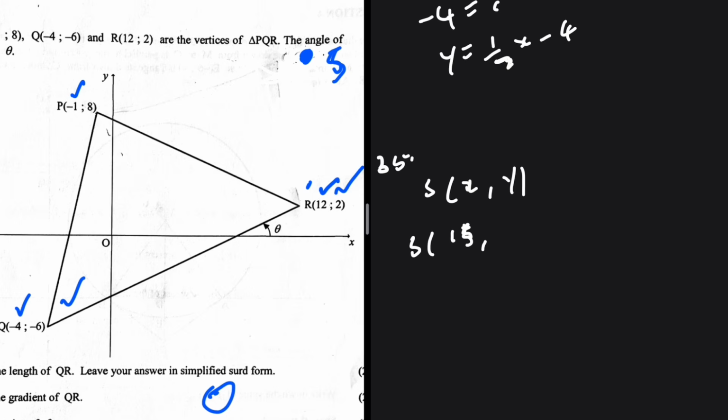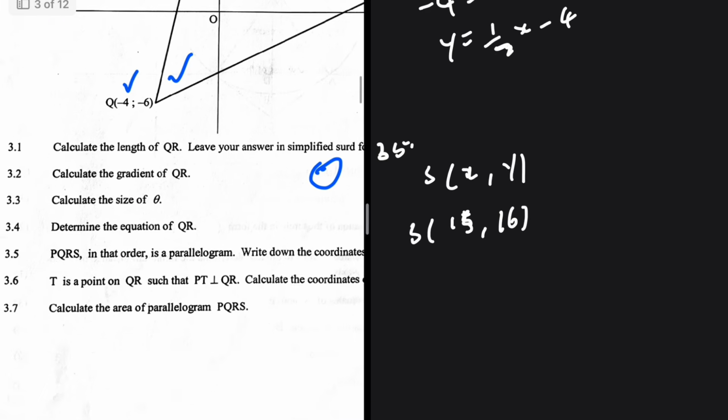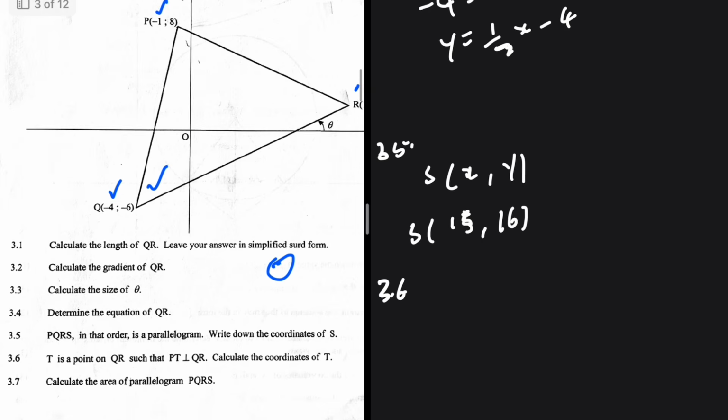What about the y value? What is the difference in the y values of Q and R? The y value of R is 2, and that of Q is minus 6. So that is 8 units. So the y value of S would be the y value of P plus 8, the difference in the y values of Q and R, which gives us 16. So the coordinates of S are 15 and 16.